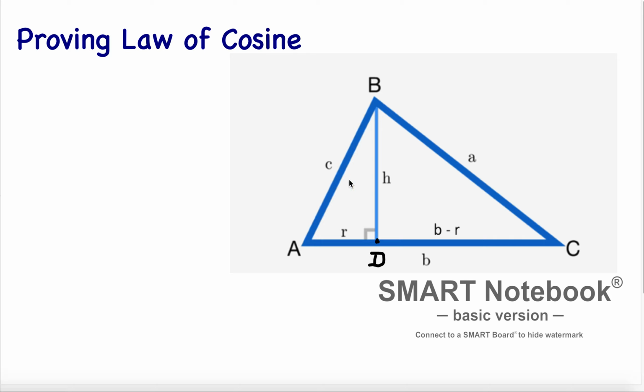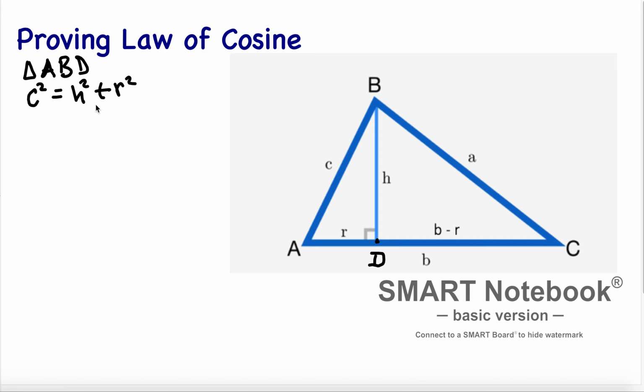So let's say we have a triangle ABC, and we divided this big triangle into triangle ABD and BDC. So let's use the Pythagorean theorem in the small triangle ABD. So let's take the triangle ABD. And let's use the Pythagorean theorem. If we are using the Pythagorean theorem, c squared is going to be equal to h squared plus r squared.